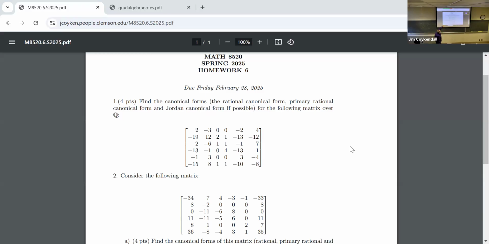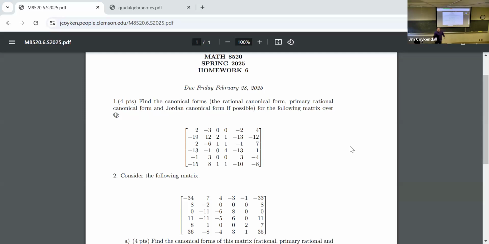For the following matrix, I want you to find the rational canonical form, primary rational canonical form, and Jordan canonical form, if possible, for this matrix over the field Q.